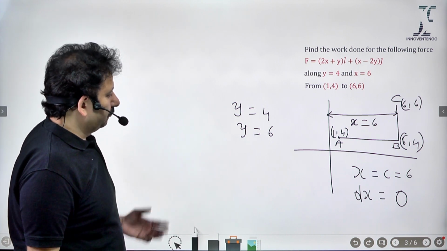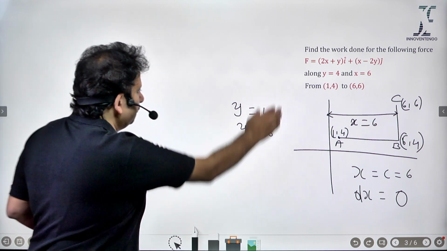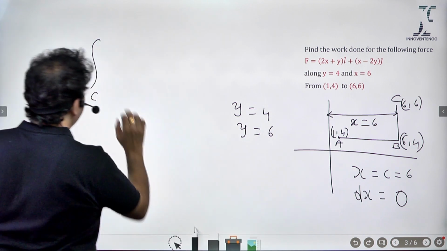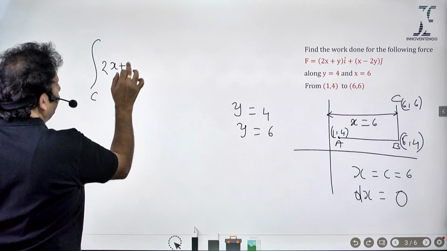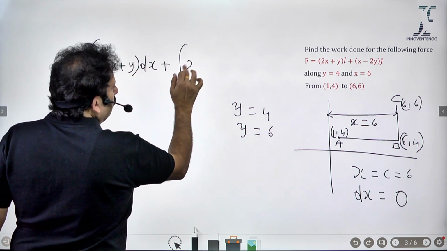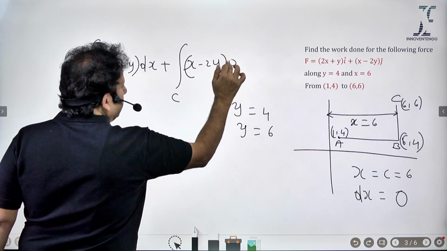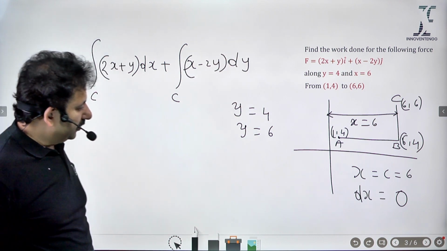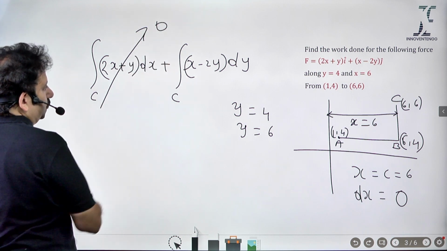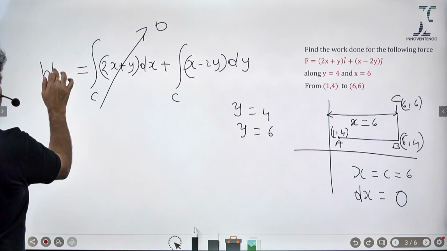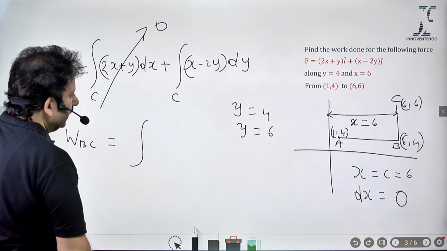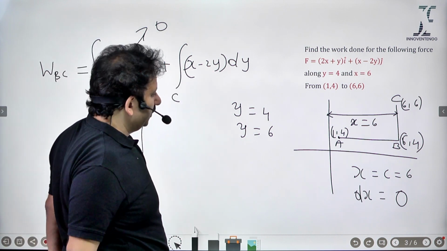So which component survives here? Because if you consider the line integral definition, since you have ith component and jth component, you are going to have two integrals, 2x plus y dx plus x minus 2y dy. All right. So since we know that along path BC, x is constant, dx goes to 0, this integral goes home. So WBC is given by the integral of this component of the force along BC.